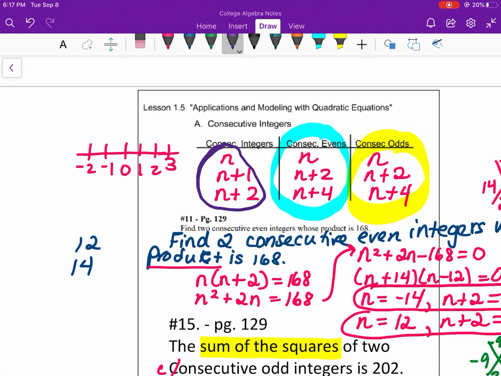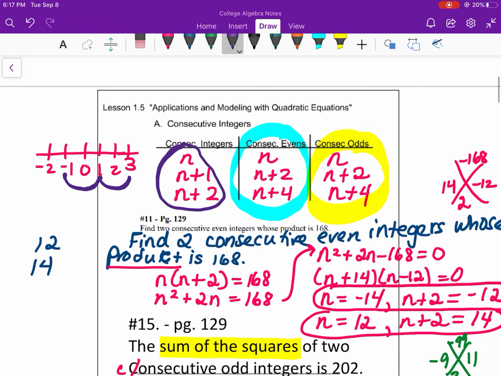Consecutive evens and odds are 2 apart from each other. So for example, if I were at -1, I would have to add 2 to that to get to 1. I would have to add 2 to that to get to 3. So I keep adding 2. Your even numbers work the same way.